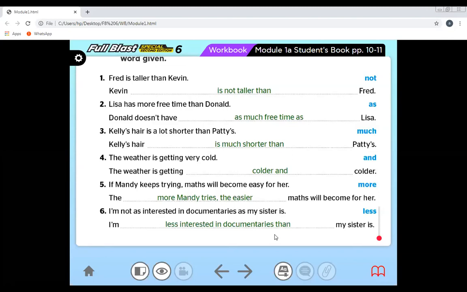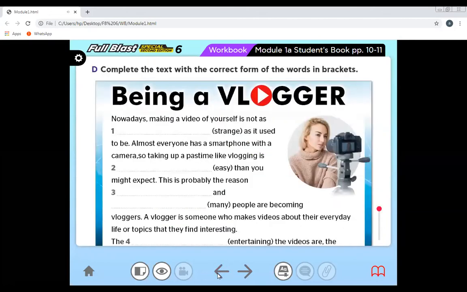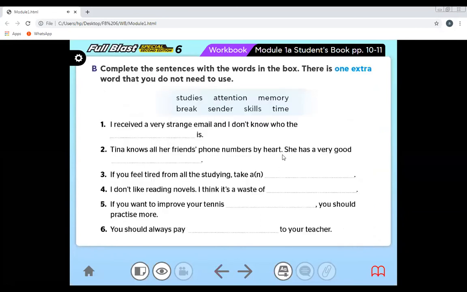We have got homework in the workbook. It's at page 5. The homework of the workbook is page 5, exercise B. It's your homework in the workbook.